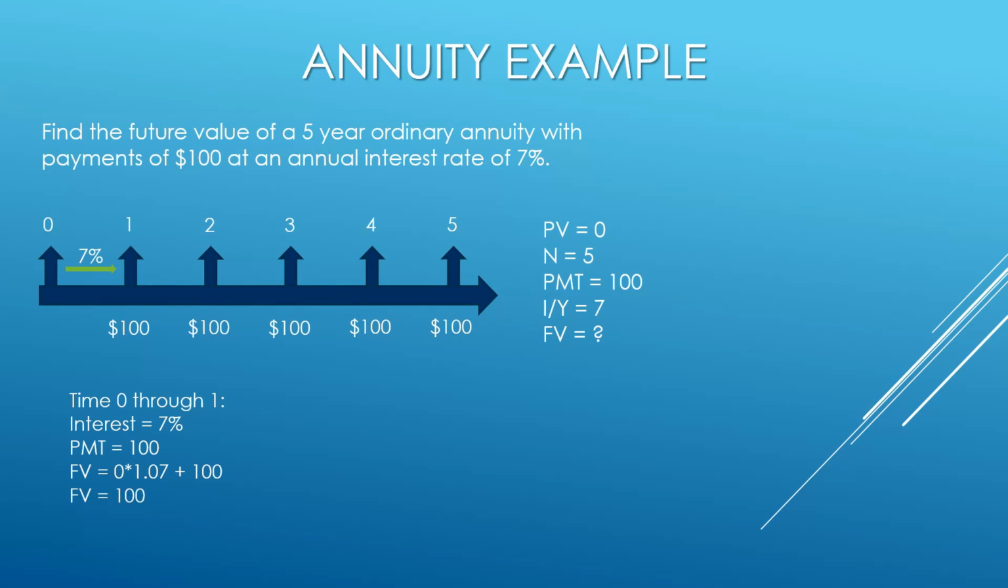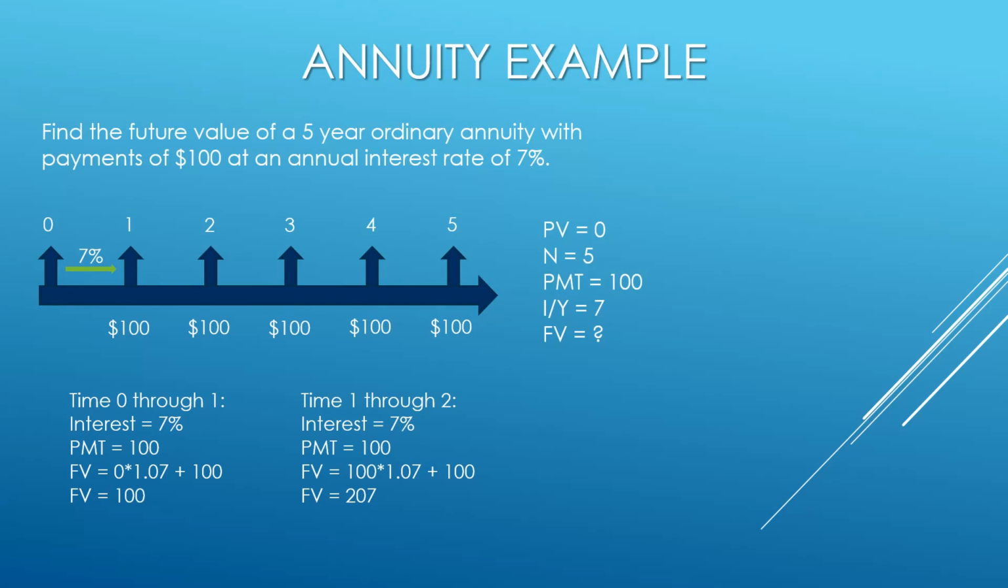Let's continue this by doing year 1 through 2. Once again, we earn 7% interest and then make a payment of $100. So the annuity is currently worth $100, as we just figured out, on which we get 7%, which makes $107. Then we make our payment of $100 on top of that for a total value of $207 at t equals 2.